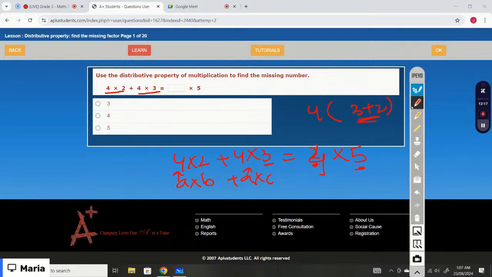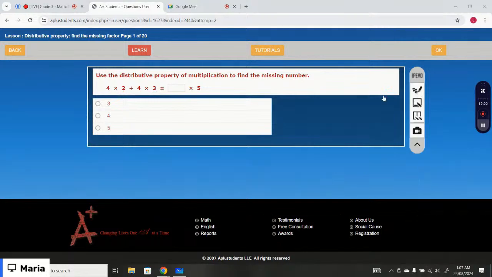The correct option is 4. So the missing number is 4.